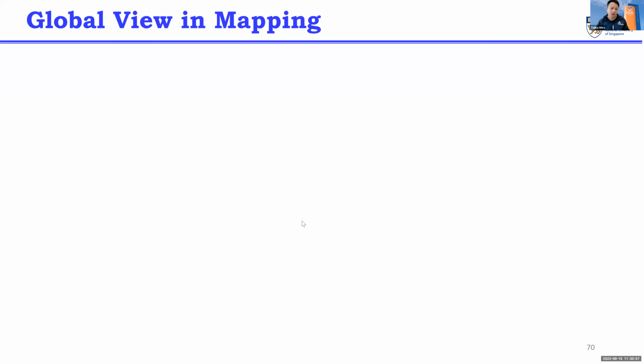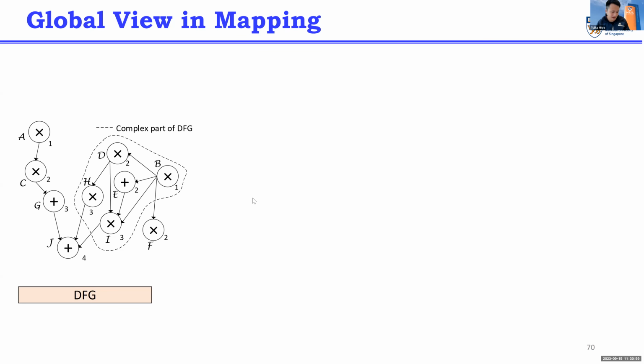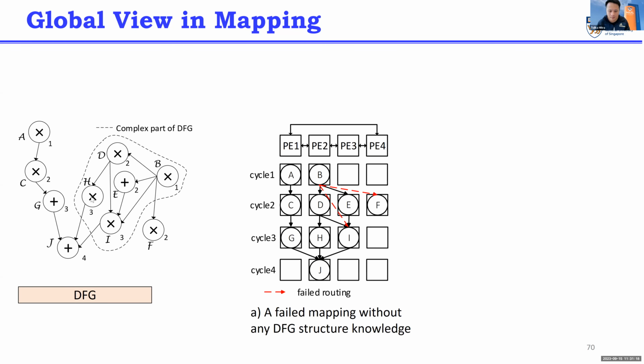For example, this is the DFG example. This dotted circle means that this is a complex part of the DFG. You can find a relatively complex data dependency from D to I, E to I, B to I, which is much more complex than the left part. So this is a failed mapping example without any DFG structure knowledge.